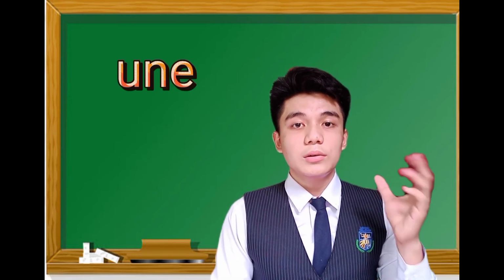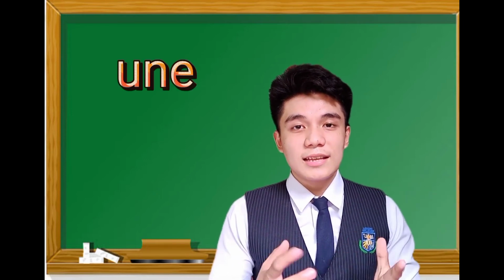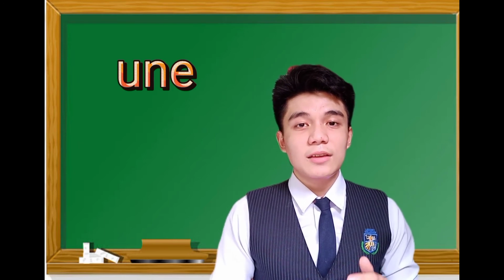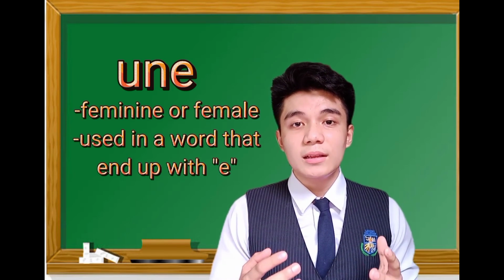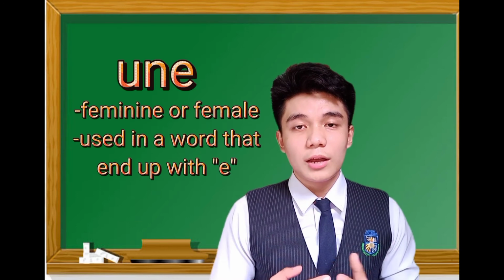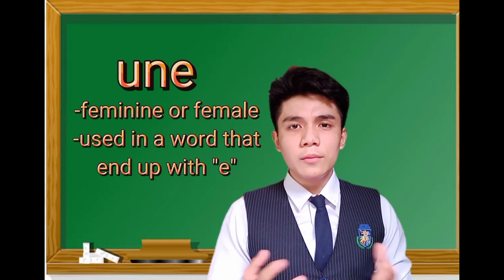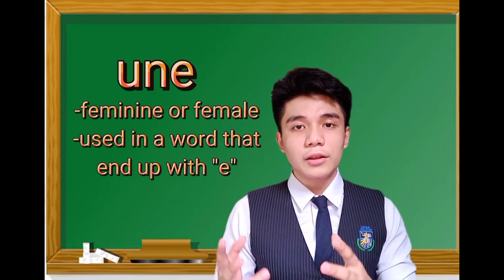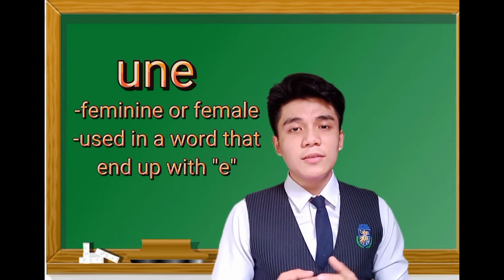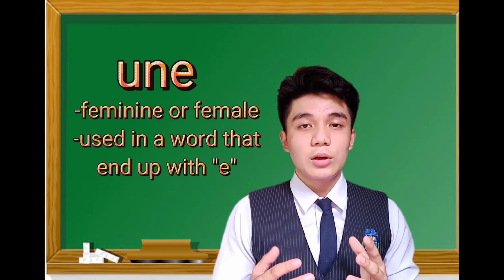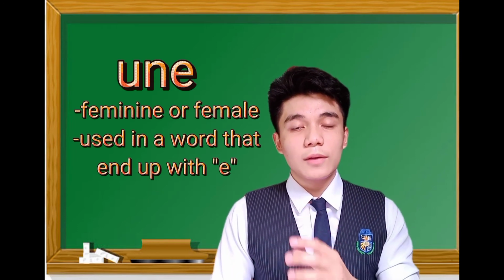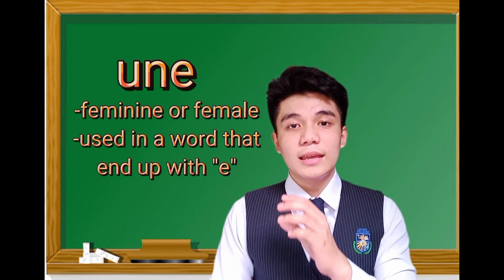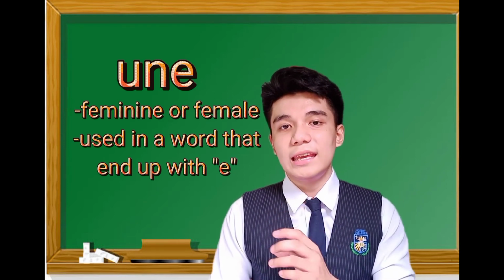Let's talk about the second indefinite article, which is une. Yes, my dear HM. It comes from a feminine gender or a female word. So the second indefinite article is used when the end of a word ends with an a or letter e.